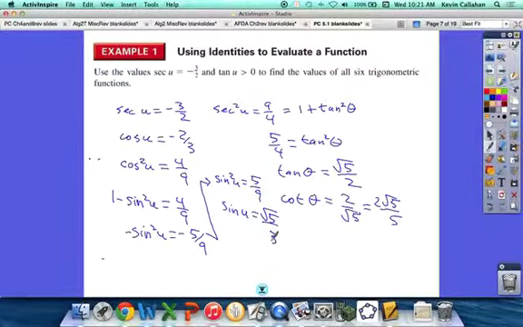Over 3. But again, when you take the square root, you're going to do plus or minus. And in this case, is it plus or is it minus? It's in the third quadrant. Is it plus or is it minus? It's minus, right? And then the last one is cosecant. So cosecant will be the flip of that. I'm just going to do it in one step, right? Negative 3 times the square root of 5 over 5.